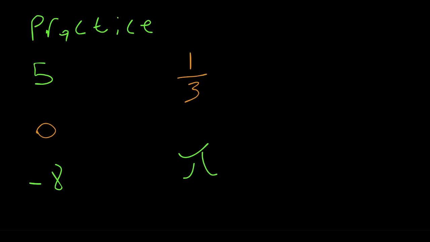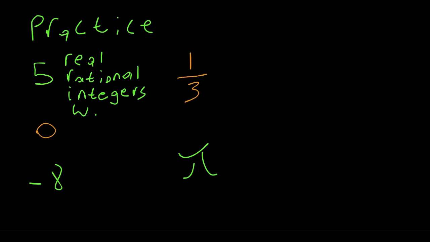Okay, great. Now we're looking at 5. As all numbers are, this is a part of the real numbers. It is a rational number. It is also part of the integers, and it is part of the whole numbers. And finally, it is part of the natural numbers.